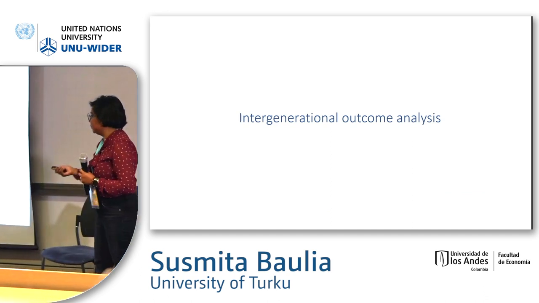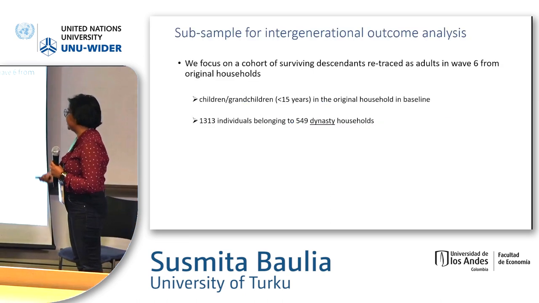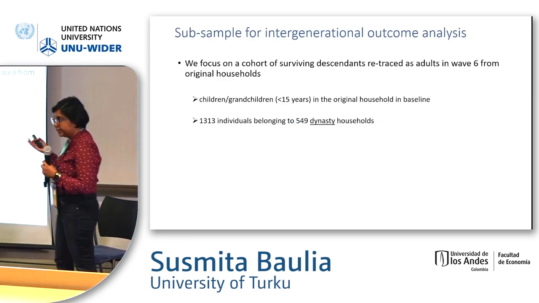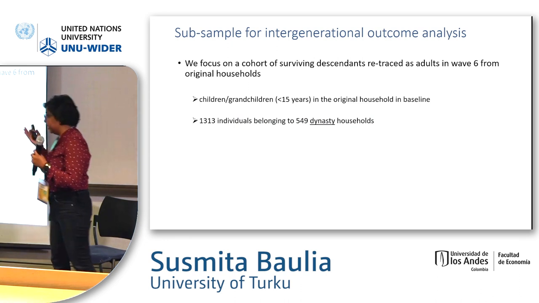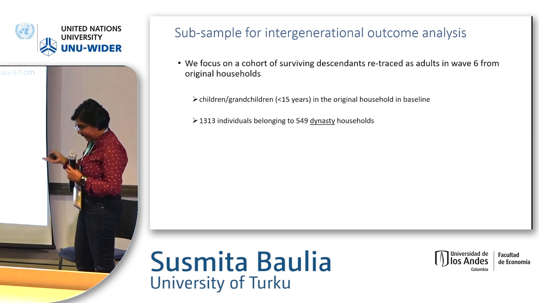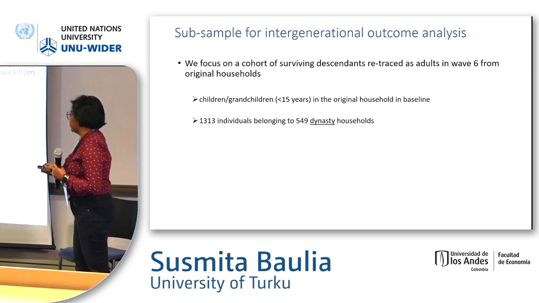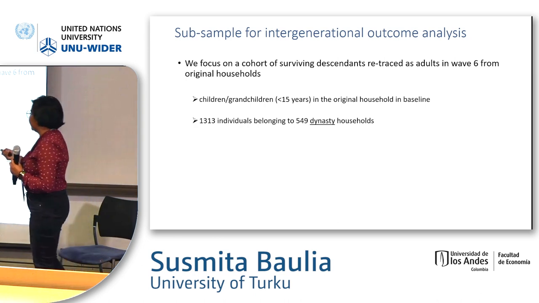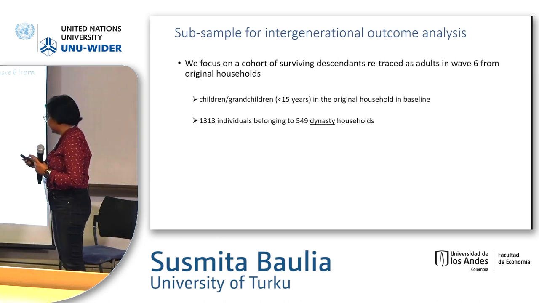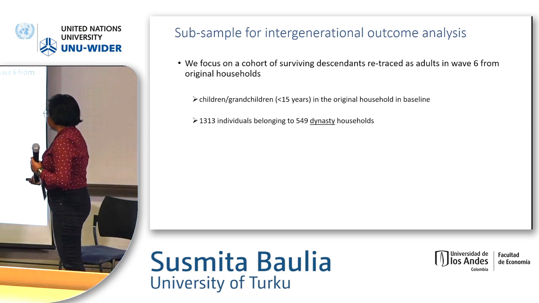So quickly going through now the intergenerational outcome analysis. So now we are interested in looking at a cohort of surviving descendants who could be traced in 2010. They are young adults now, and they were children in the baseline. So they were less than 15 years old in the original household in the baseline, and we have 1,313 individuals like this belonging to 549 dynasty households.